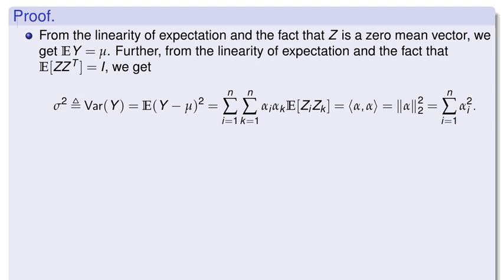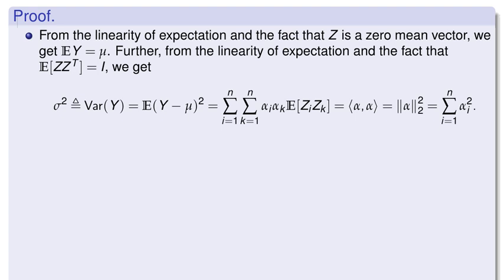Let's outline the proof. First, find the mean of y by linearity of expectation, and since z is zero mean, the expectation of y is simply mu. Next, let's find the variance. Let's call it sigma squared, the variance of y. This is the expectation of (y minus mu) squared.